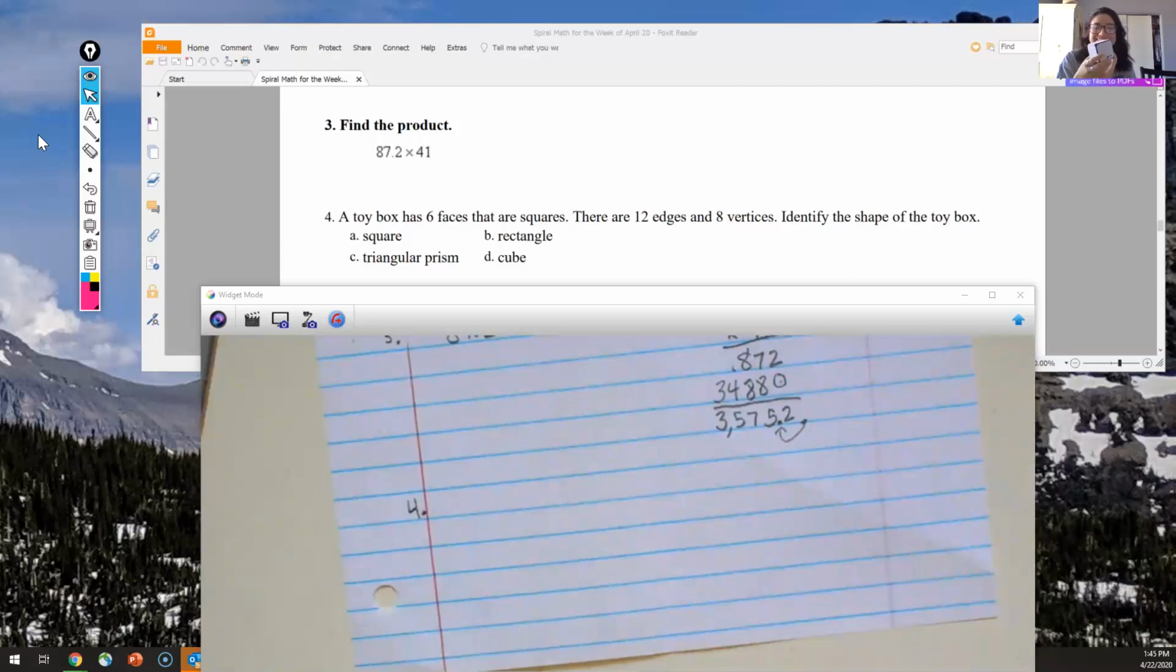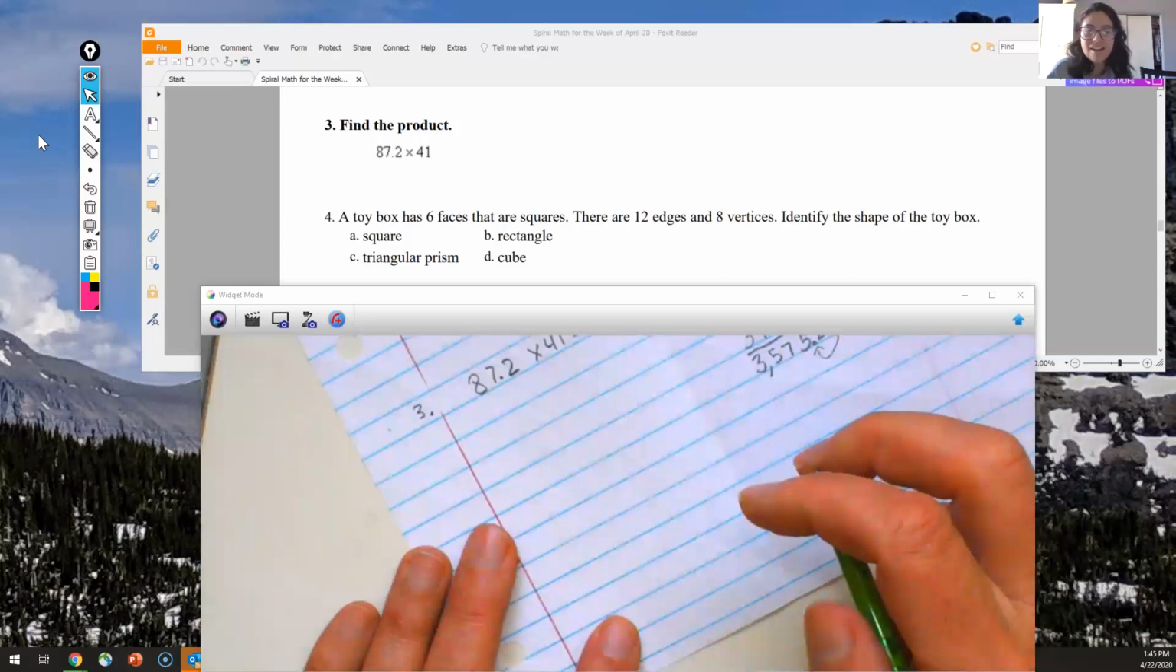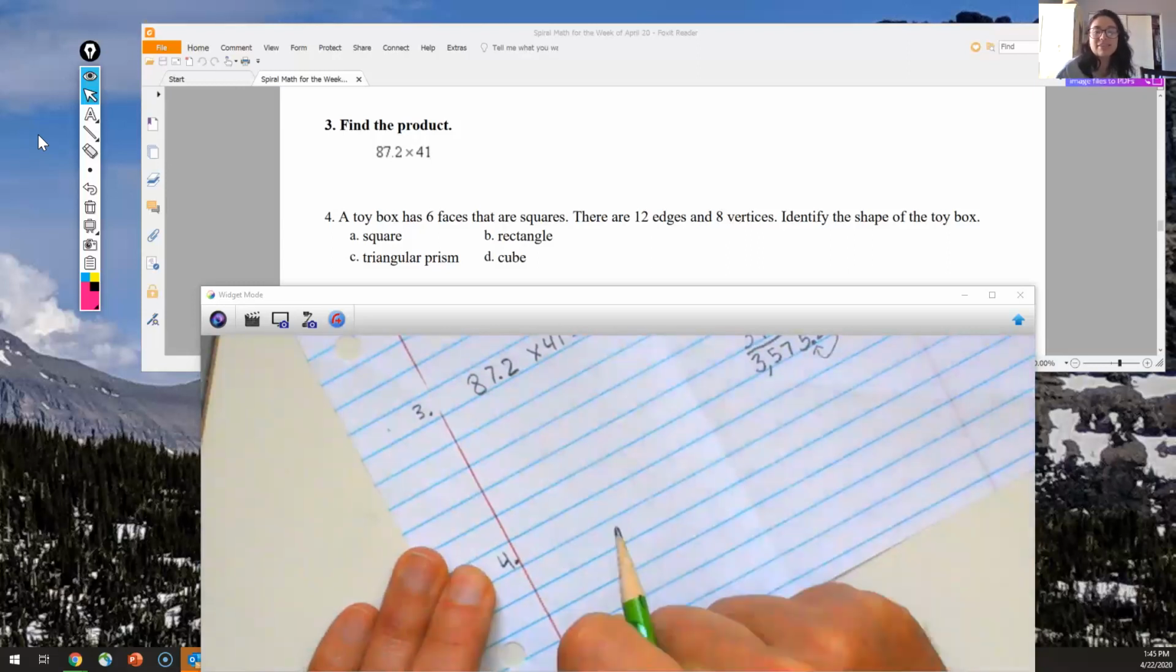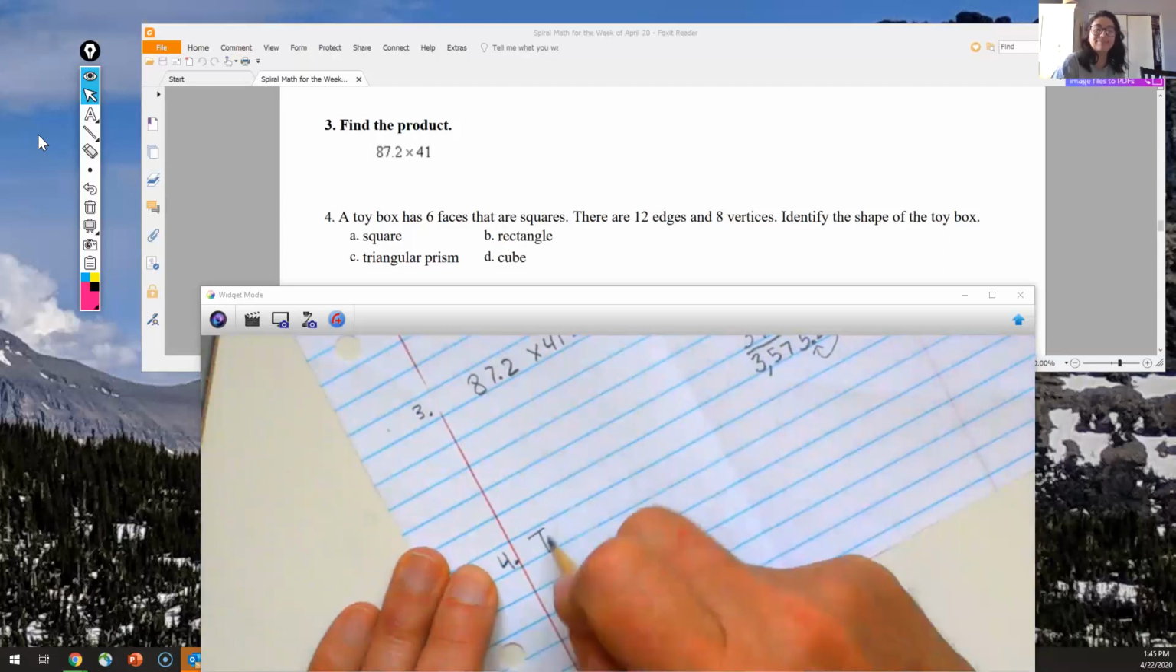Yay. So how would we say that as an answer sentence, do you think? For an answer sentence on this one, you can say the shape of the toy box is a cube. Great.